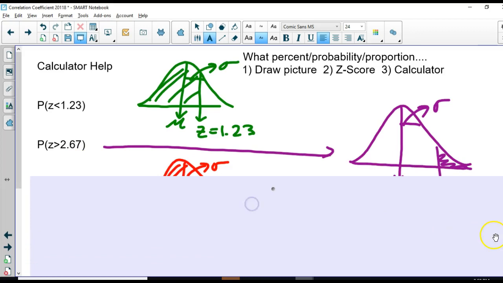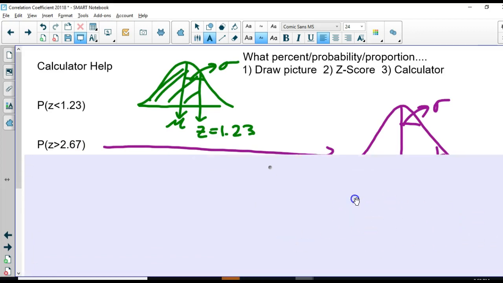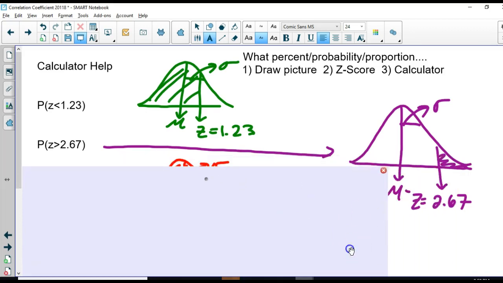And look at the purple now. I don't want to mess you up. Oh, I'm trying to get it to move here. Sorry, guys.